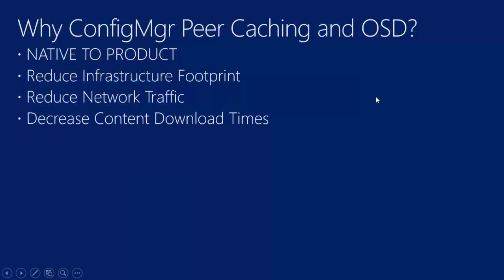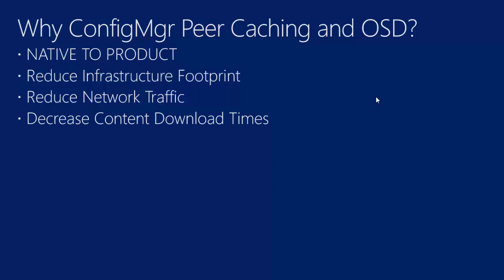So why do we care about Config Manager peer caching in general, but then why do we care about it with OSD? The first reason is, and I put it in all caps there, it is native to the product. There is no additional cost associated with using peer caching in Config Manager. There may be a significant additional cost when using third-party caching solutions. So being aware of this capability, native in Config Manager, how it works, and where it can maybe save you money and help your operations, is really important.